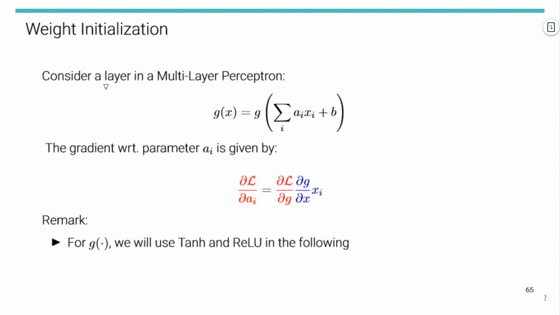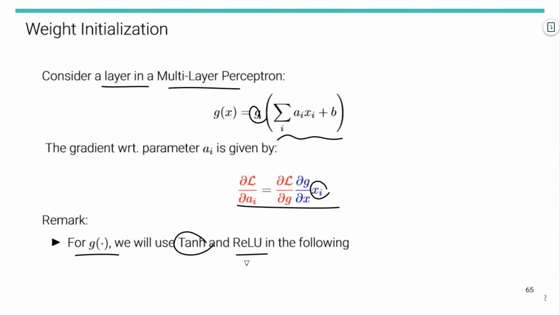When we consider a layer in a multi-layer perceptron, this is the net input, an activation function, and the loss looks like this. We apply the chain rule to calculate the loss with respect to the current parameter. And for the activation function, in this session, we're going to use hyperbolic tangent and ReLU.